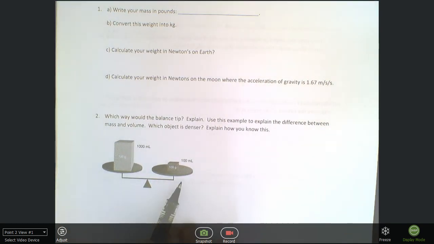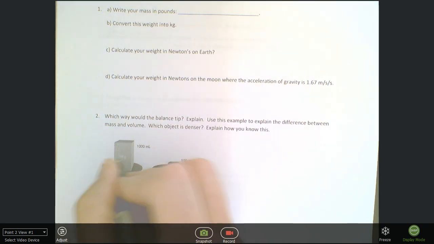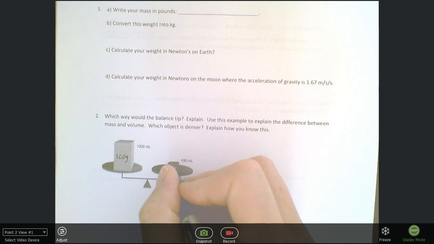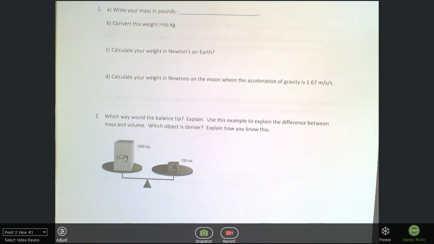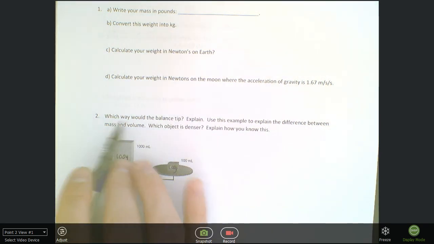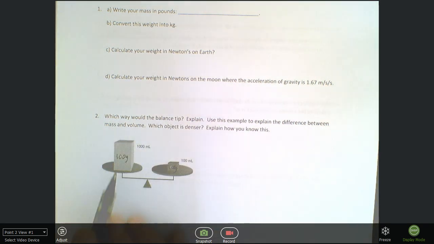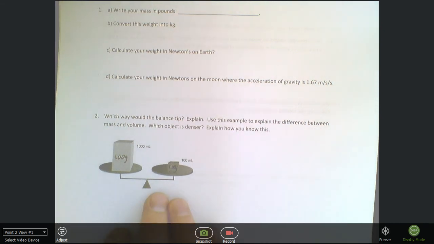Then you look down here, and we've got a 100 gram mass and another 100 gram mass. This one occupies a volume of 1,000 milliliters, and this one occupies a volume of 100 milliliters, and it's on a scale. Now the question is, which way will this scale tip? Which object is denser? Which way would the balance tip? Which one do you think is a more dense object? Are they the same density? Are they less dense? You're going to answer that question and think about the problem very carefully.